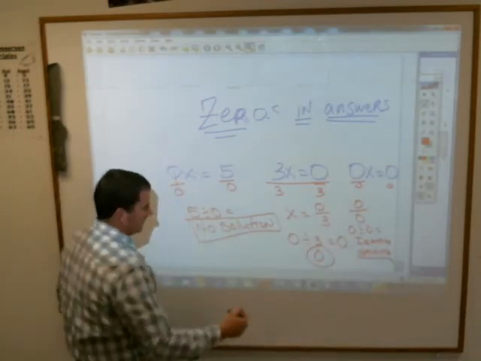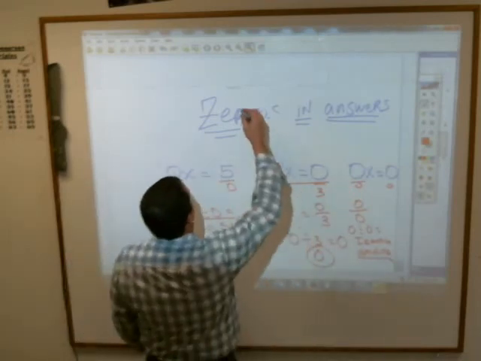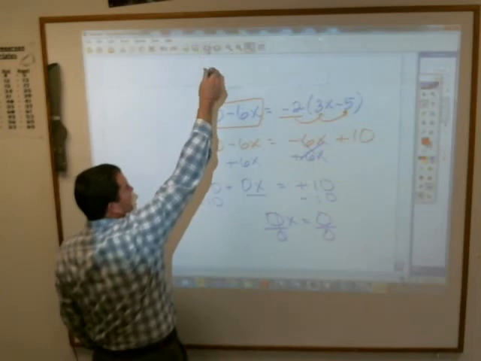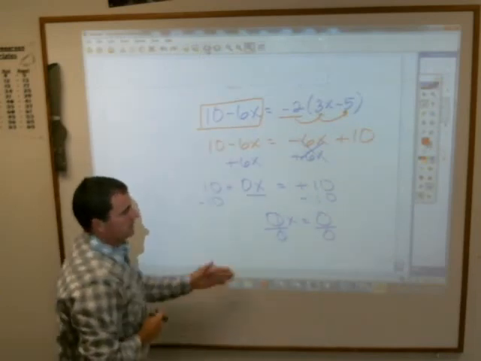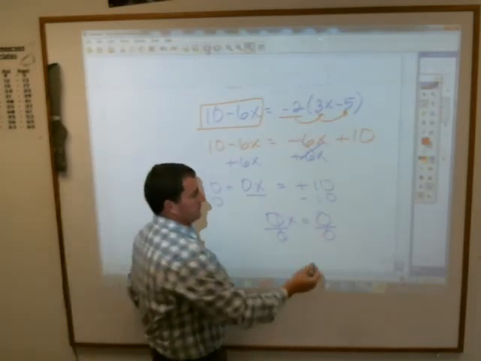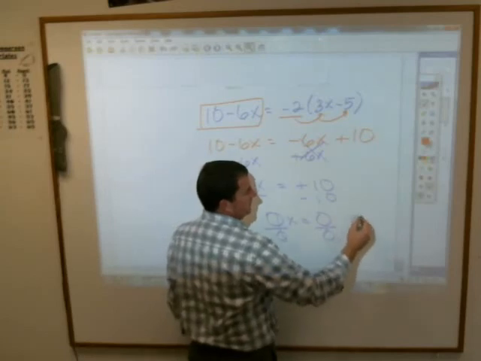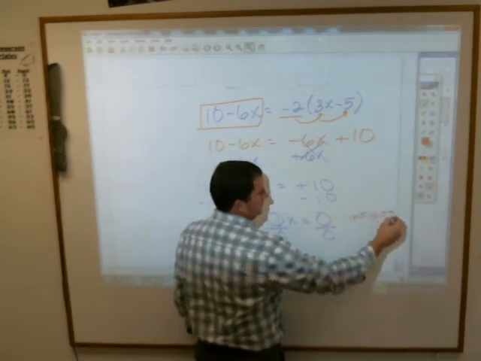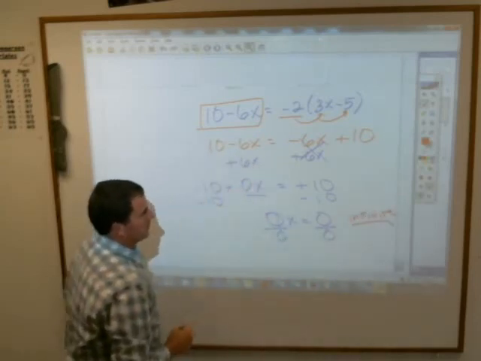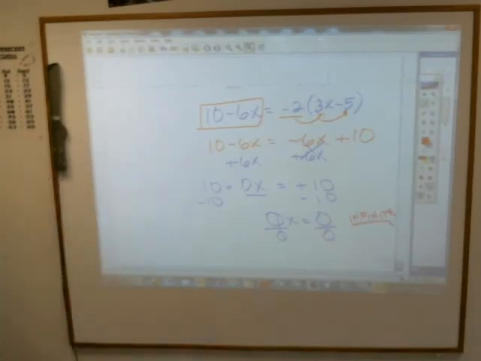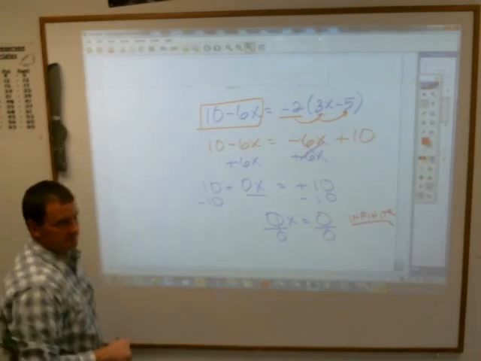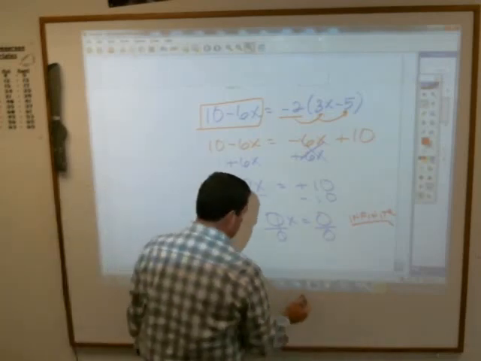Now, back to our original problem. When we got to this point, 0x equals 0, this is the identity. This is an infinite amount of solutions. Any number would work for that problem. Should we check and see? Yes. Dimitri, give me a number between 1 and 10. I'm going to stop this, by the way.